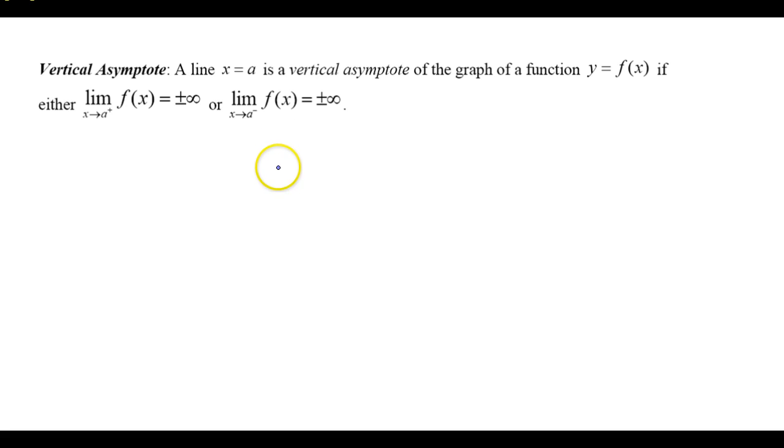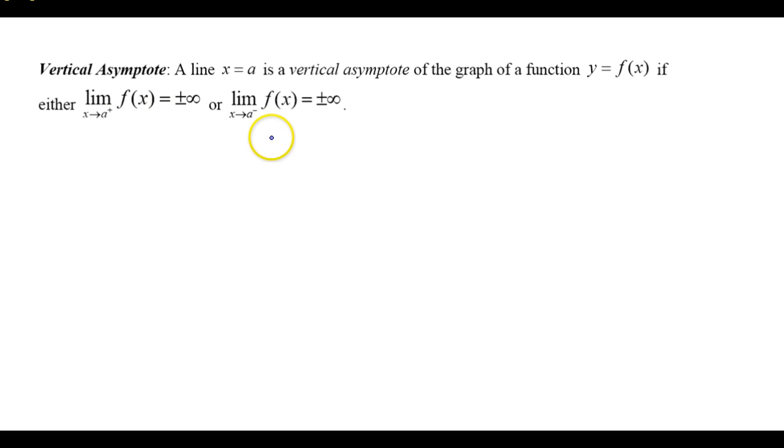So hopefully throughout this video you've noticed that the functions that we've analyzed have all had vertical asymptotes, and there's a reason for that. So the formal definition of a vertical asymptote is a line x equals a is a vertical asymptote of the graph of a function y equals f of x if either the limit as x approaches a from the right of f of x equals either positive or negative infinity, or the limit as x approaches a from the left of f of x equals positive or negative infinity. So the formal definition of vertical asymptotes really has to do with infinite limits.